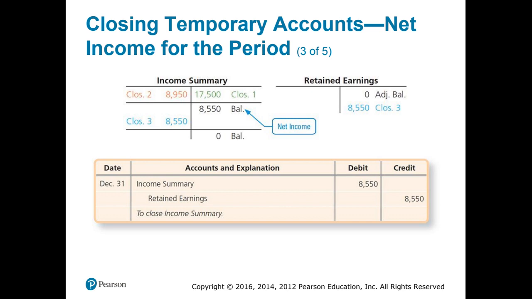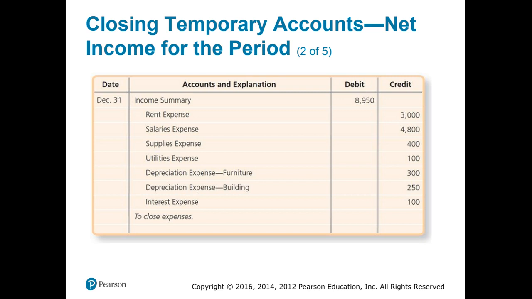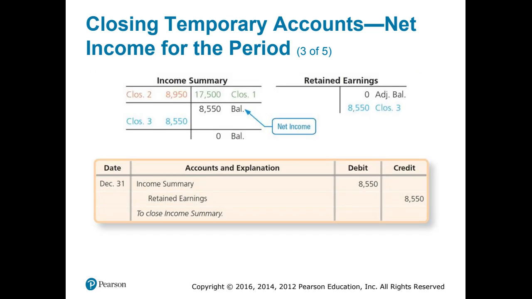So here we're looking, we have the T account for the income summary. Close 1, close 2, close 3, these are just giving us references to where these numbers came from. So the first example that we completed was the 17,500, which was the revenue. And then the second example that we completed was the 8,950, which is our expenses. So that's showing you our revenues here, our expenses are here. This is the current balance in the income summary account, 8,550.